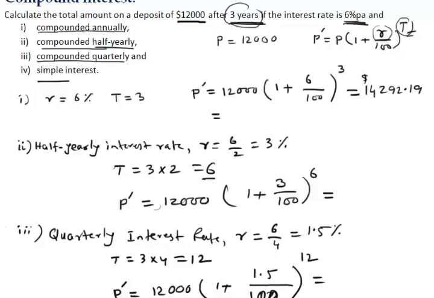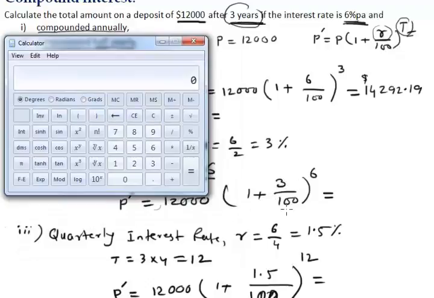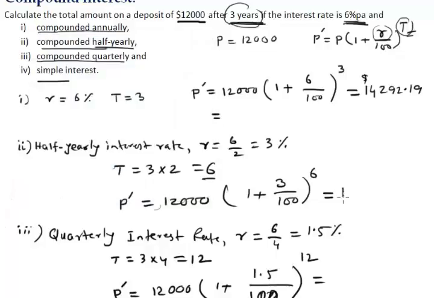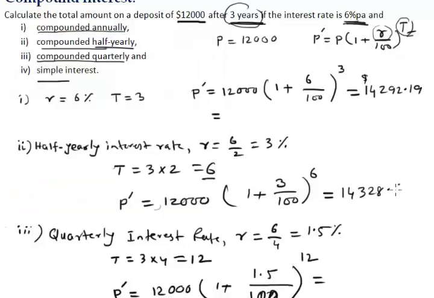Here, let us see. So 1 plus 3 divided by 100 will give 0.03. So 1.03. 1.03 to the power 6 equals this, and then times 12,000. We will be getting $14,328.63. So it will be 14,328 point, or how much was the cent? 63 cents.